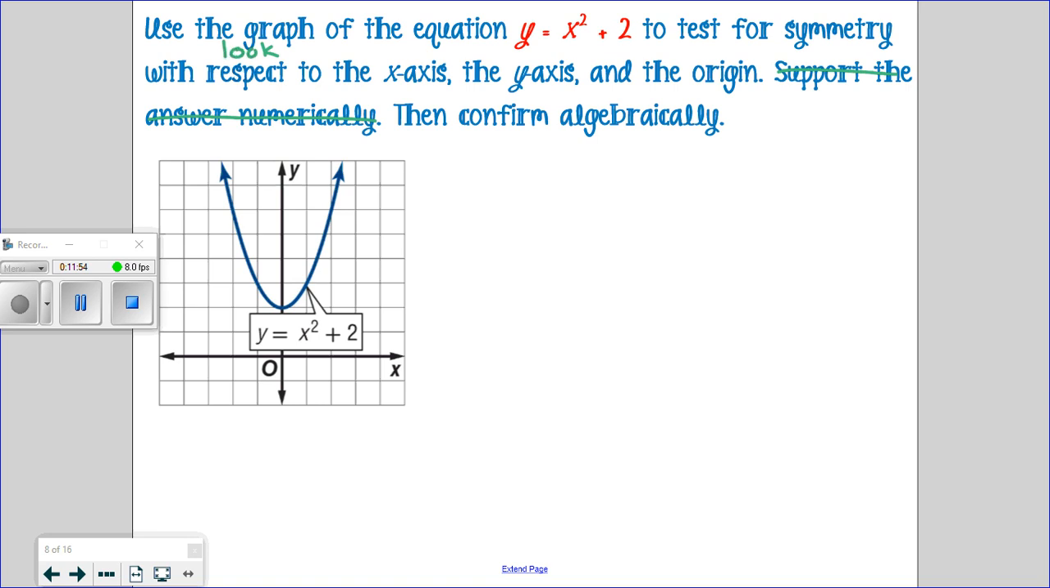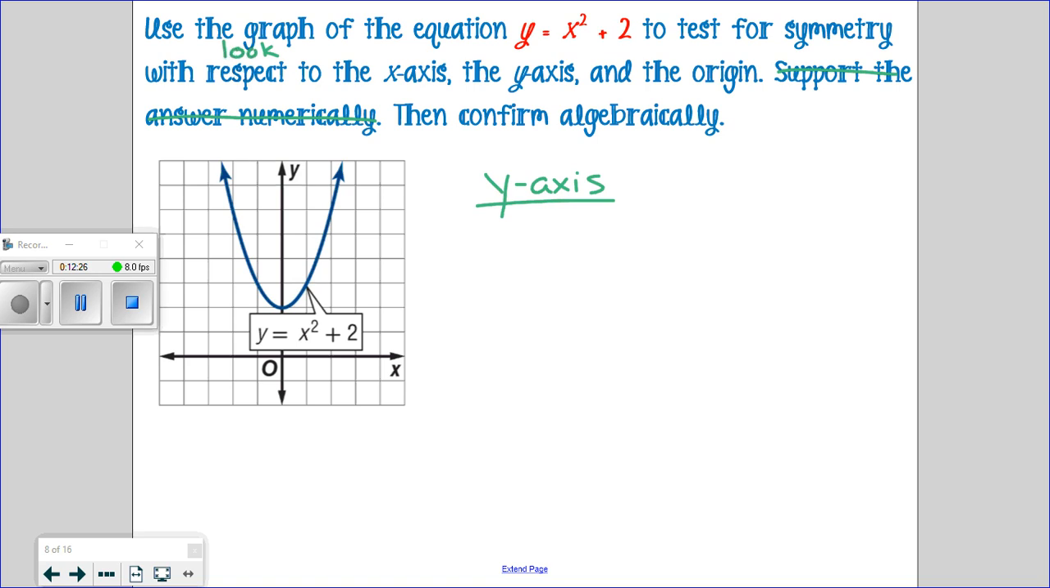Now, I do want to point out, confirm algebraically is something that I expect you can do come test time and quiz time. You guys understand what I'm saying? You have to be able to show those steps to confirm algebraically. So let's start with the first part. Look at the graph to decide. Visually, what are we looking at? X-axis symmetry, y-axis symmetry, origin symmetry? Y-axis. It looks like the y-axis is running right through the middle of my picture. So I think it is y-axis.